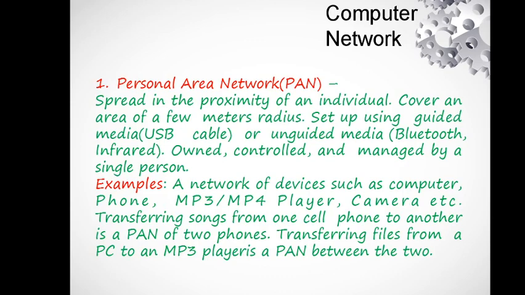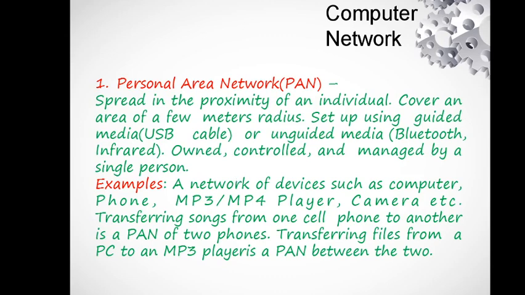First is the PAN, personal area network. It is spread in the proximity of an individual and covers an area of a few meters radius. It can be set up using guided media like a USB cable or unguided media like Bluetooth or infrared. It is controlled and managed by a single person.